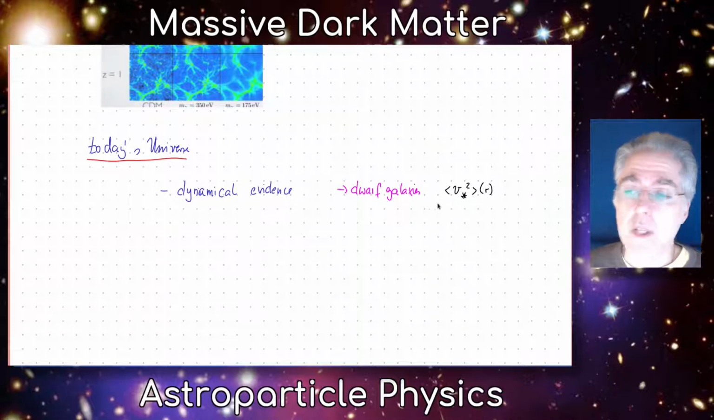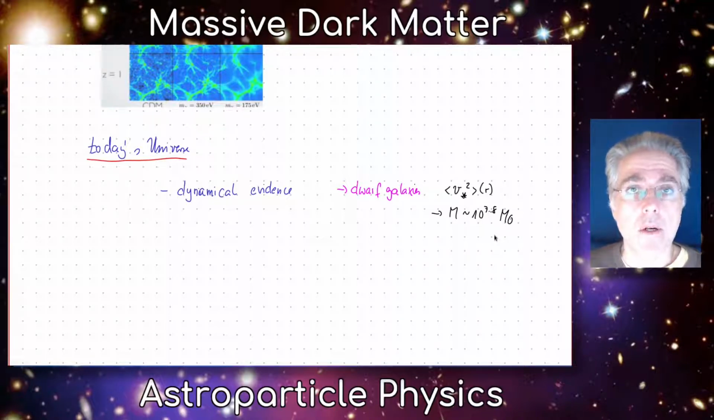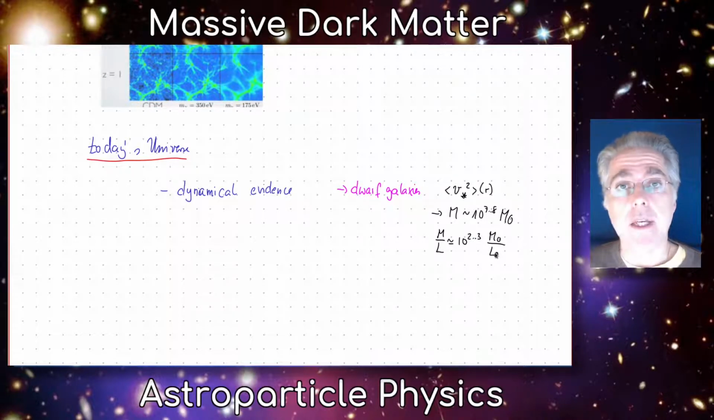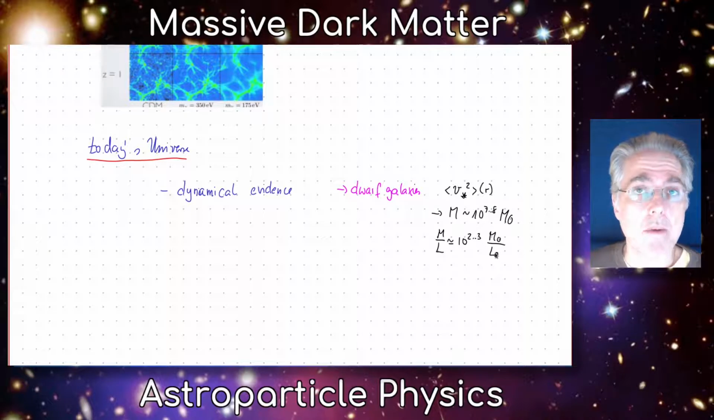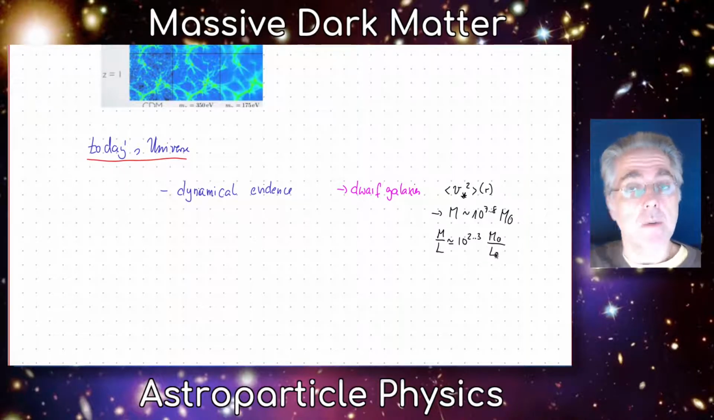And then it turns out that the mass of these systems is typically 10^7 to 10^8 solar masses, which, combined with the luminosity from the visible stars, turns out to give a huge mass to light ratio. So that's characterizing this. That's of the order of 10^2 to 10^3 solar masses per solar luminosity. That means that there's about a factor 100 to a few hundred, maybe even up to 1,000 more mass in terms of gravitational mass present than what is visible in terms of luminous matter.